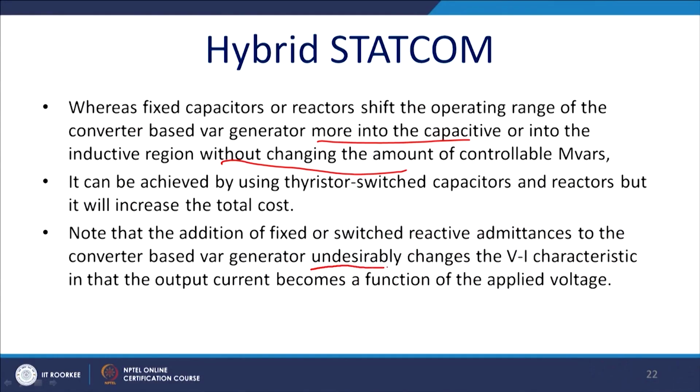Note that the addition of the fixed switched capacitor or admittance, due to this converter-based generation, undesirably changes the VI characteristics of the output current, and the output current becomes a function of the applied voltage. Problem lies here, so what we have said is that it can actually compensate at a very low power factor and very low voltage. So, these features actually will be diluted if you use the hybrid Statcom, but you can increase the reactive power handling capability of this transformer.